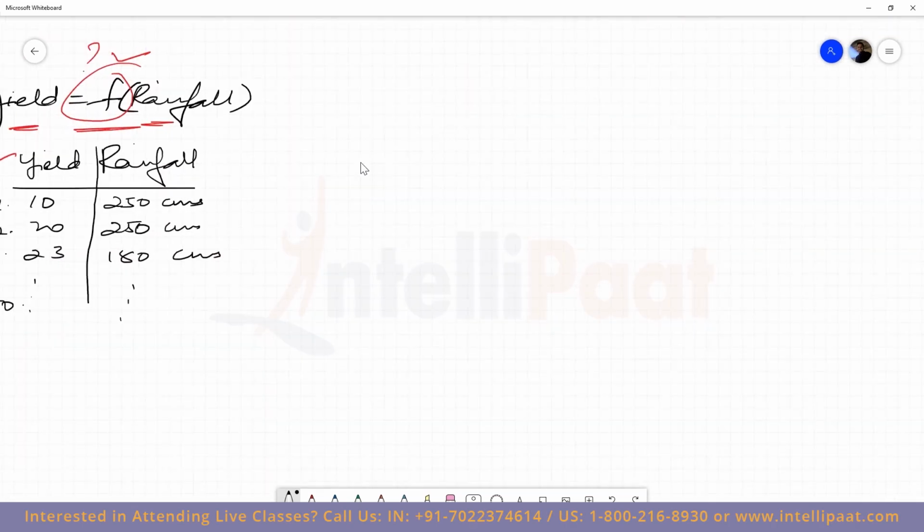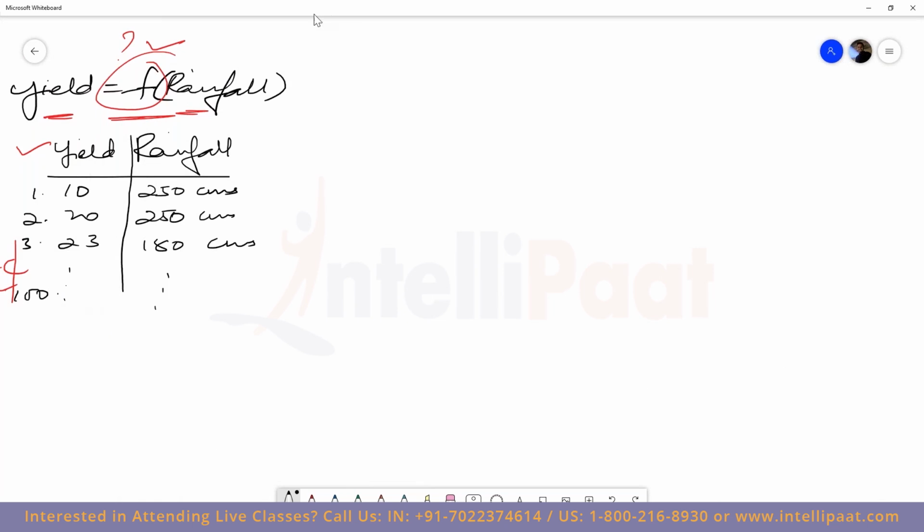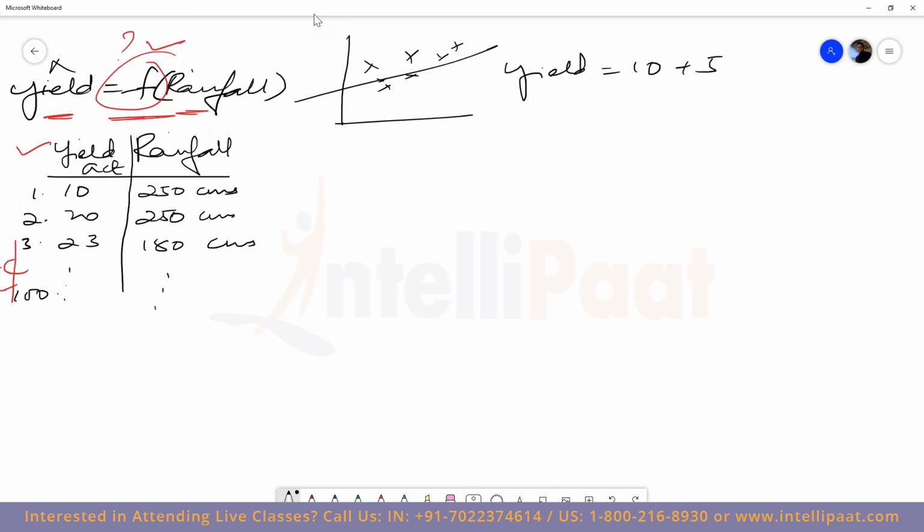Let's say this is your data. All that I'm saying is this is nothing but your predicted value. So this is your yield. This is your actual value. And then when you create that particular line, these are all your data points. That is a line, and a line basically will have an equation. So yield is equal to 10 plus 5 times rainfall. Let's say you have a line like this, 10 plus 5 times rainfall.